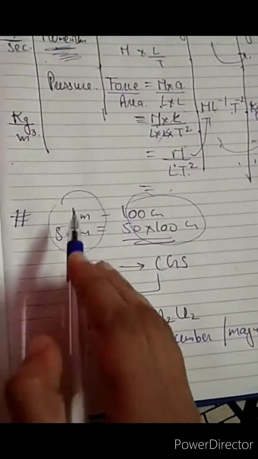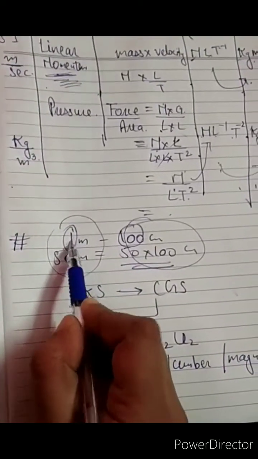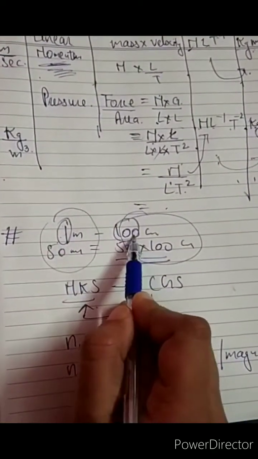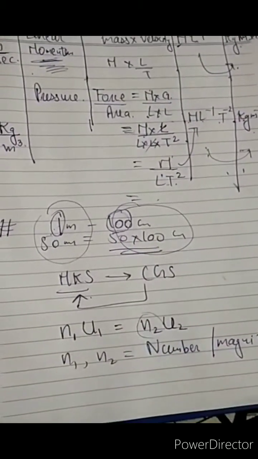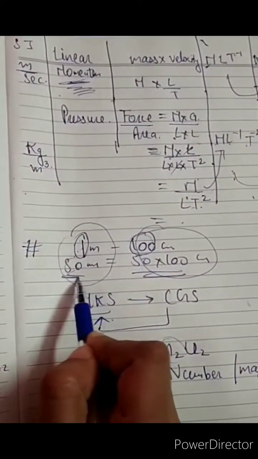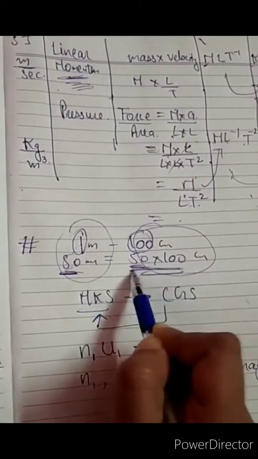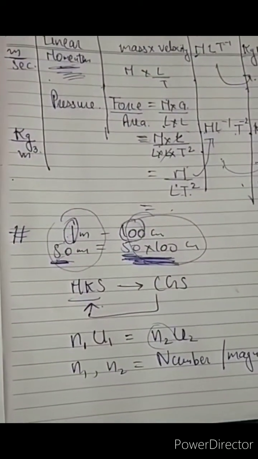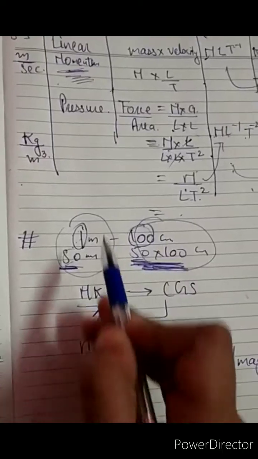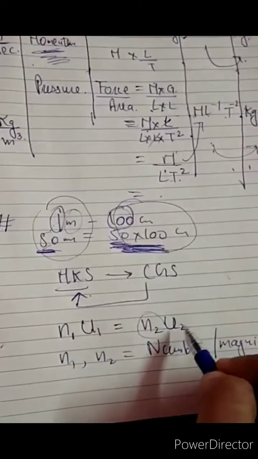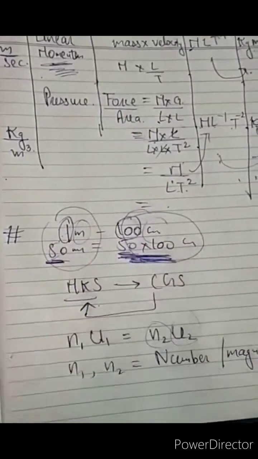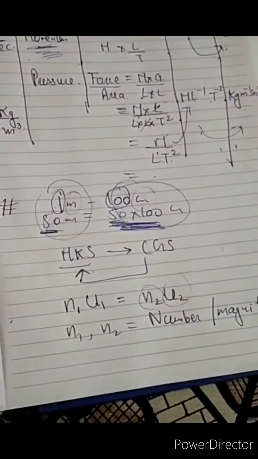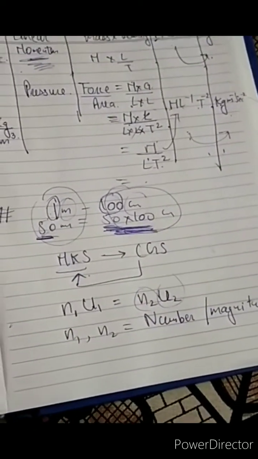For example, this is N1 and this is your N2. You want to convert 1 meter to 100, and 100 is your N2. Similarly, this is your N1 and this is your N2. What is this U1 over here? U1 is meter, one system, and U2 is centimeter, another system. So you can easily switch from one system to another. Let's see how we can do this with the help of examples.